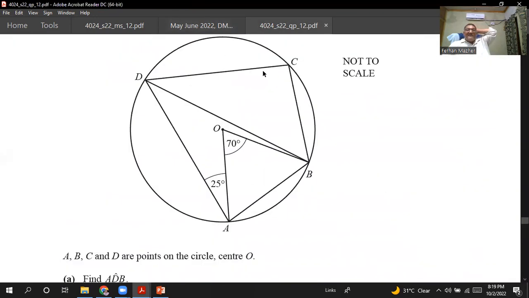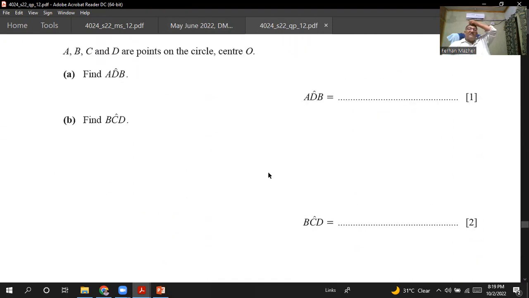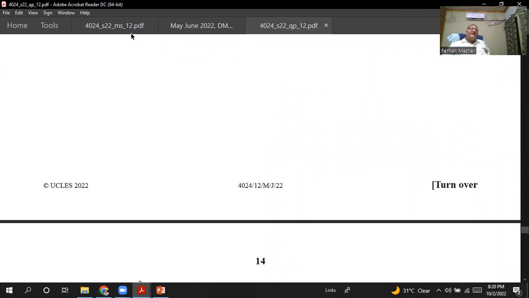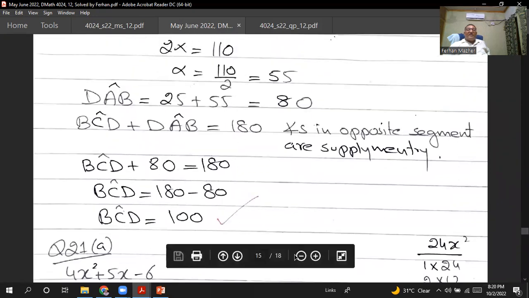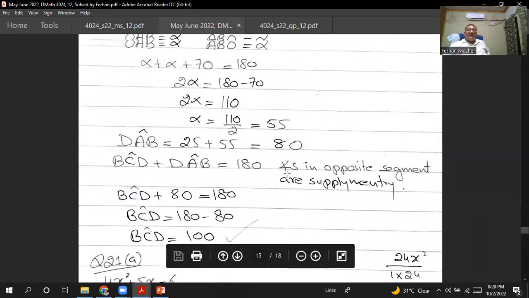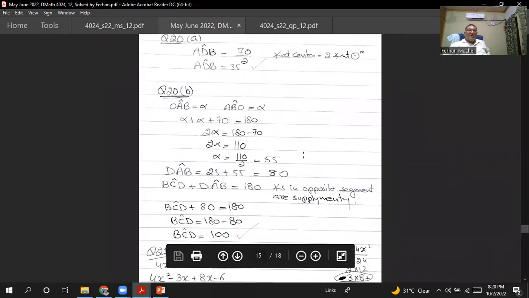So now I know this angle is how much? It is 100. Okay, now these are the two questions they asked. One was 1 mark and the other one was of 2 marks. I hope you understand this. So our one answer is 100. Let me reduce the size so you can see the whole part, whole question.